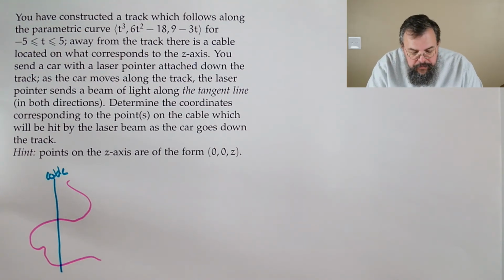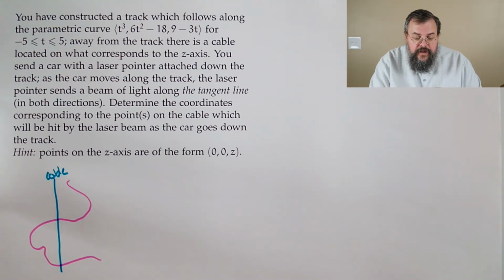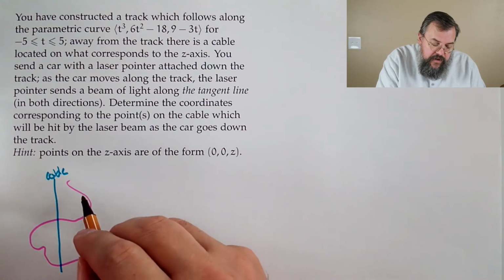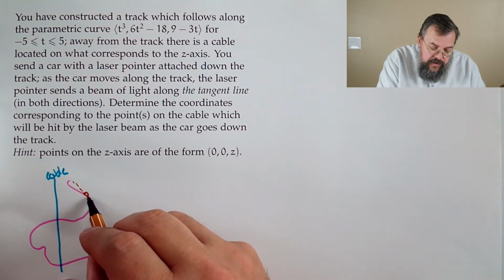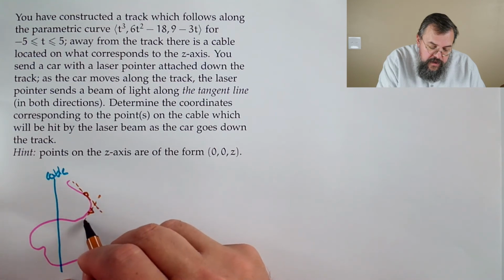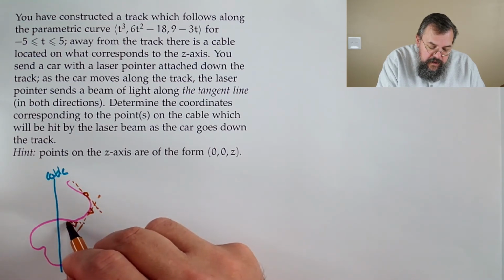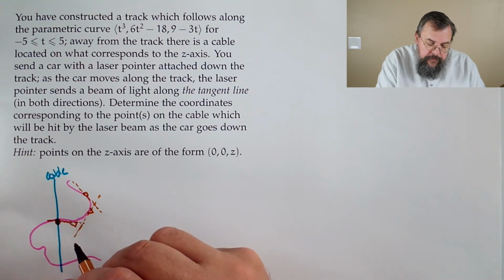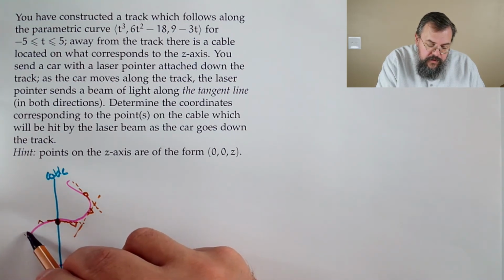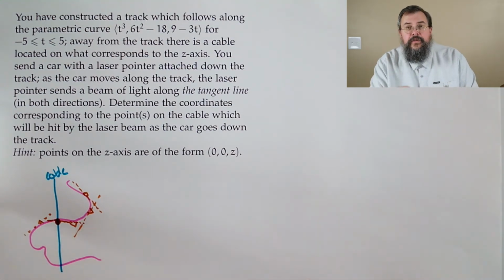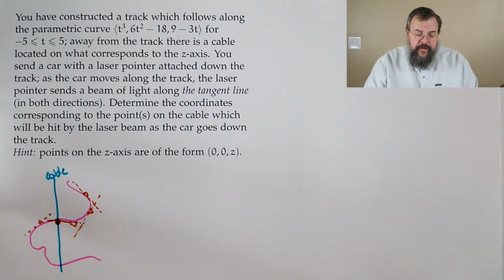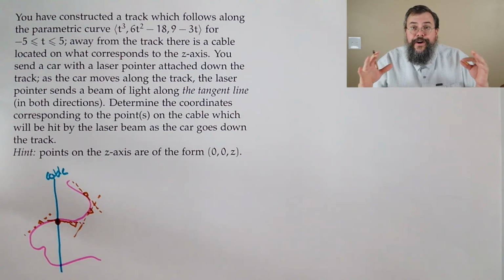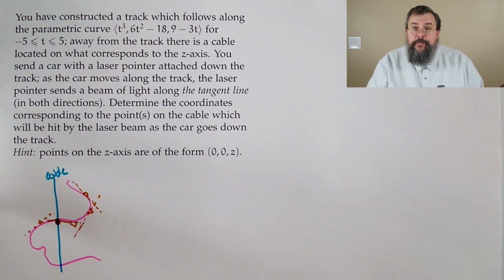Determine the coordinates corresponding to the point, or possibly points, on the cable which will be hit by the laser beam as the car goes down the track. So, in essence, as the car moves, so here's our little car, we have a tangent line. And so we move along, and at certain points, we might hit that cable. We might not, who knows? But that's our goal. It's like we have all these tangent lines moving down. And our goal is to say, okay, let's find all the times when we hit the cable.